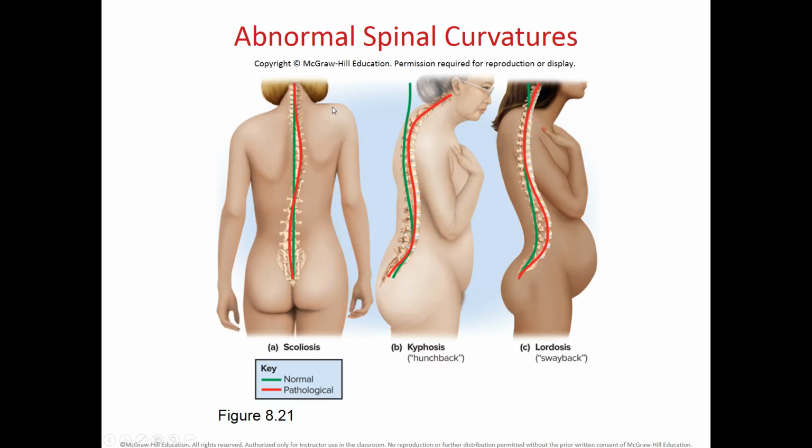So this is the view of the abnormal spinal curvature. In green, it's supposed to be normal, mid-alignment of the spine. And this lateral curvature is known as scoliosis. This is kyphosis or hunchback, and this is lordosis or swayback.